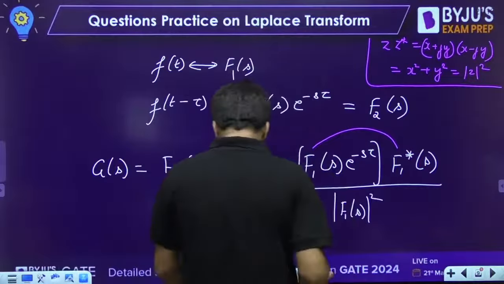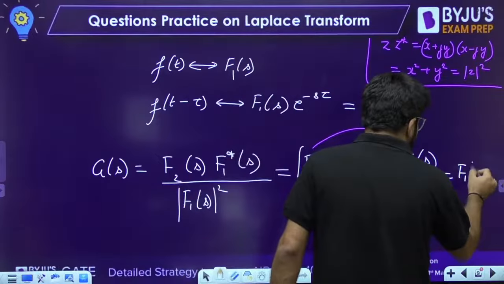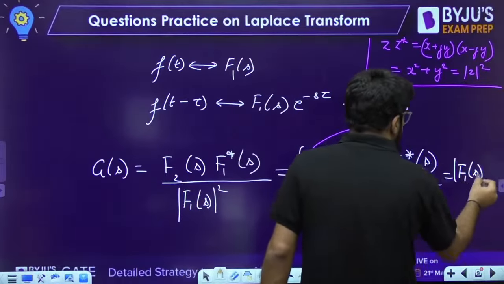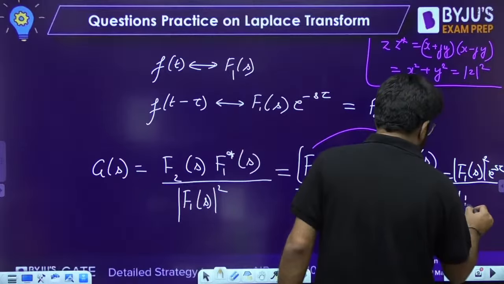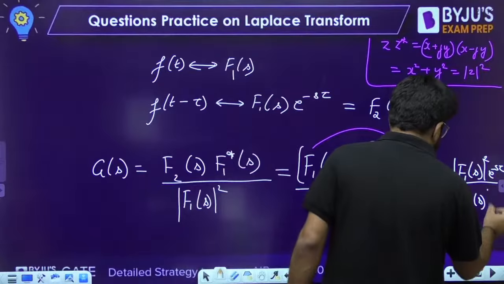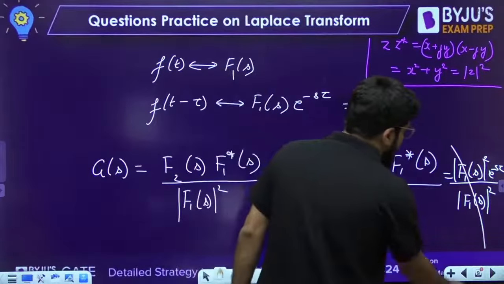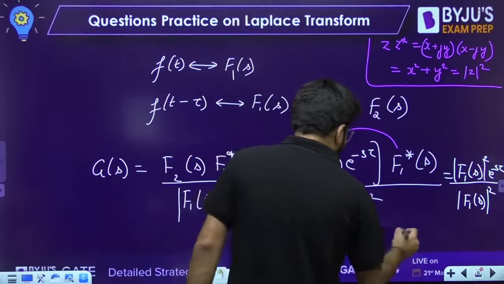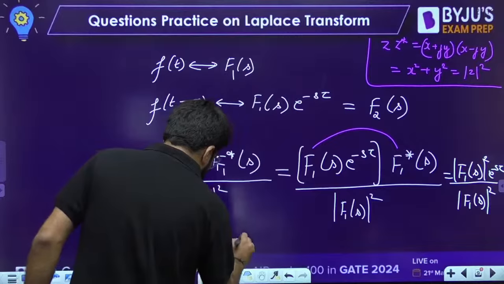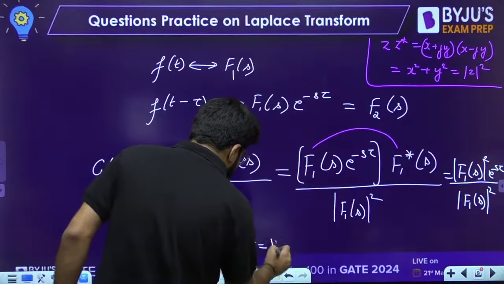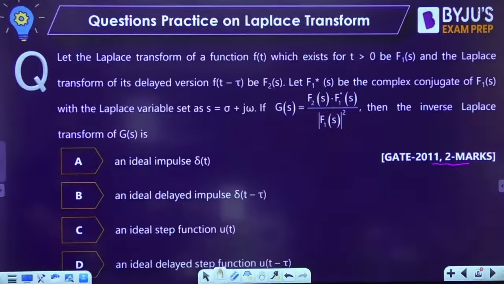f1 into f1 star is coming, so that will become like mod z square, it will become mod f1 s square into e power minus s tau divided by mod of f1s whole square. Okay, so modulus of f1 whole square got cancelled. Okay, and I am getting the result. This is known as gs. So the gs is equal to e power minus s tau, which can be written as 1 into e power minus s tau. Okay, what is the inverse Laplace transform of gs?